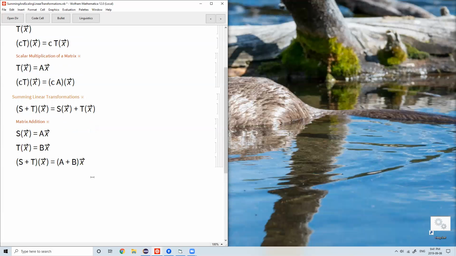Since a linear transformation can be represented by a matrix, the matrix for the sum of two linear transformations can be found by summing the matrices of the two transformations, where the sum of two matrices is their element-wise addition.